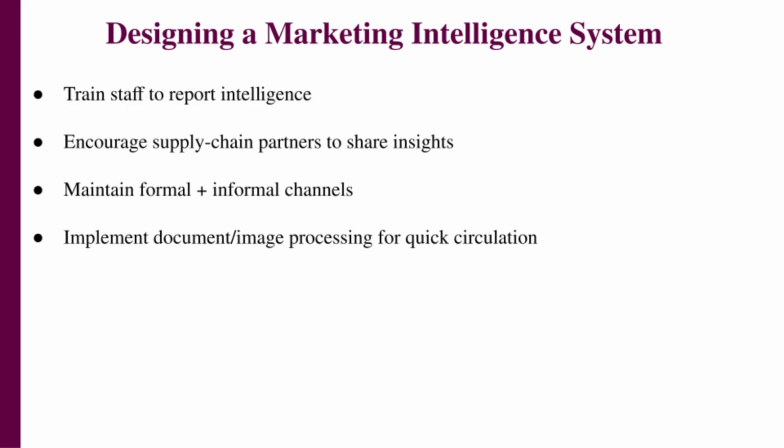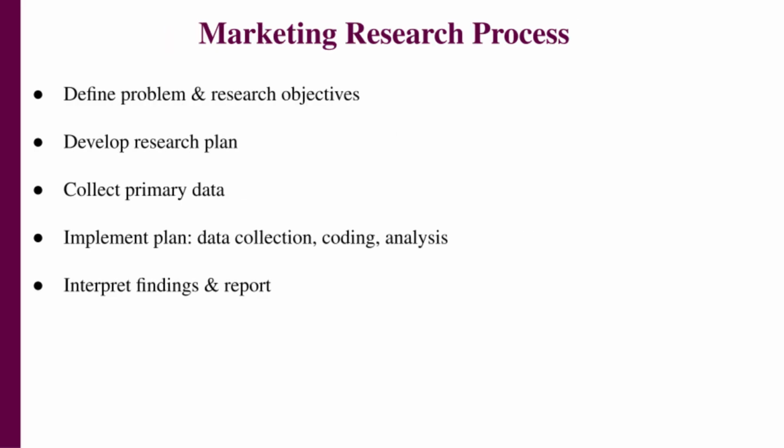Gathering intelligence requires a well-designed system. To create an effective system, train staff to report intelligence regularly. Encourage supply chain partners to share insights. Maintain formal and informal communication channels. Use document and image processing tools for rapid circulation of intelligence. Example, a clinic could implement a digital dashboard where staff upload weekly observations about patient trends, referral patterns, and competitor promotions. Intelligence informs decisions, but sometimes managers need more structured research.